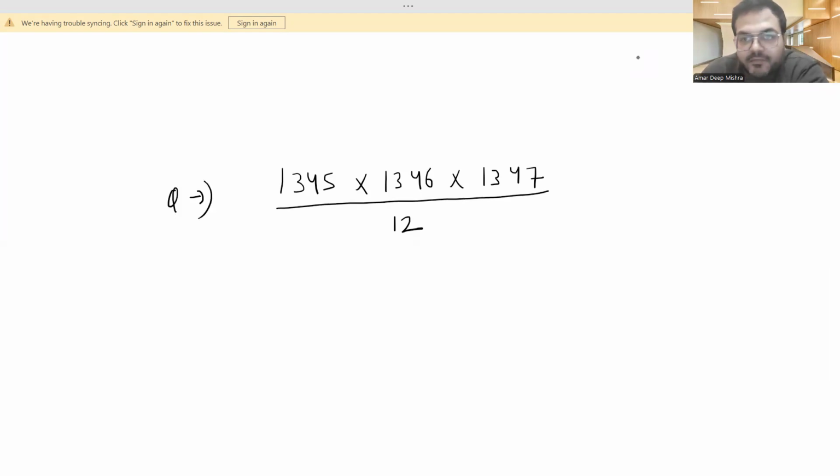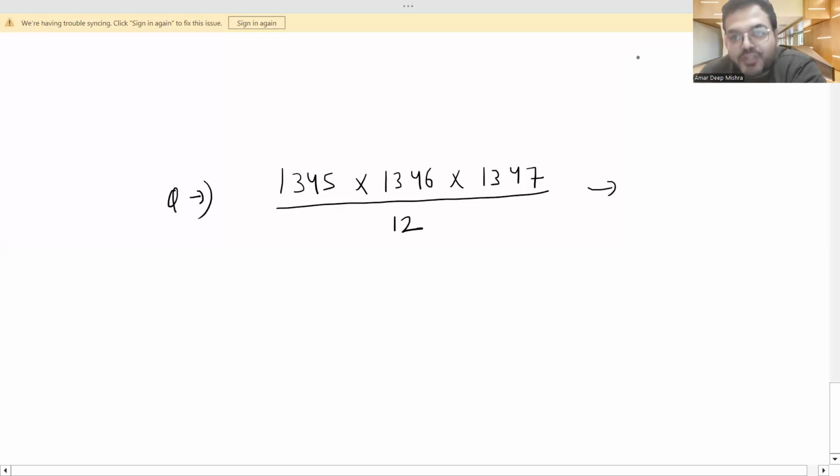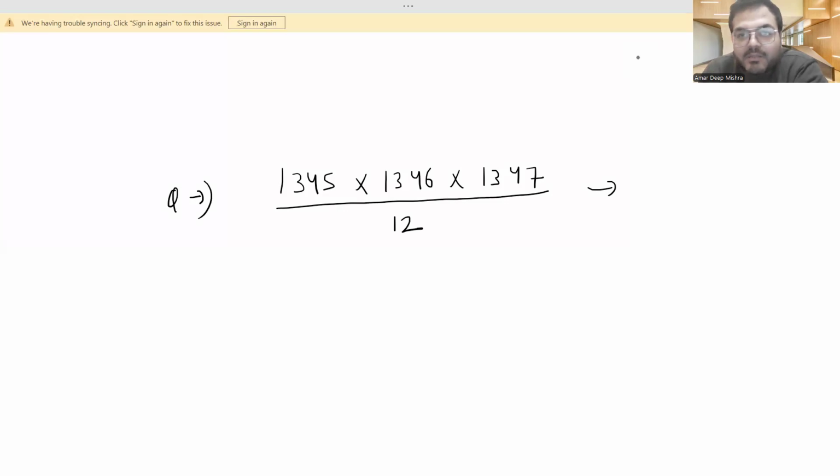The most traditional way is to multiply all these numbers and get a single number and then divide by 12. But that is going to be a very tedious or cumbersome process, because you can see all these numbers have 4 digits each: 1345, 1346, 1347. So if you multiply them, it will take too much time and it will no longer be an aptitude question, right? Aptitude means you will have to apply some sort of shortcut, right?